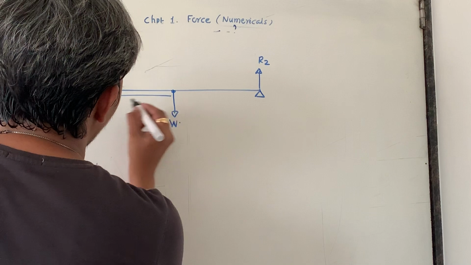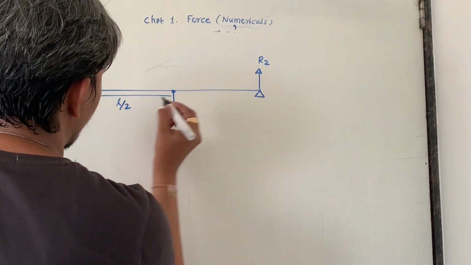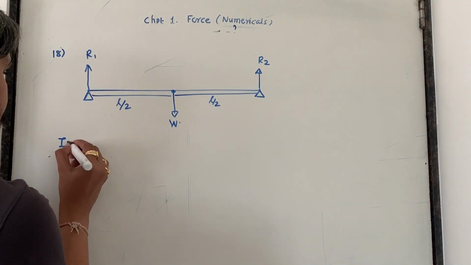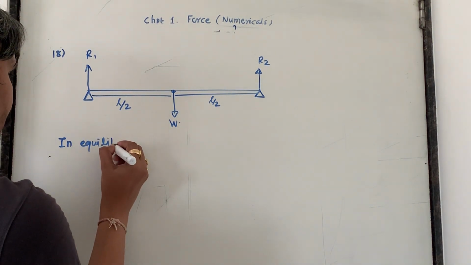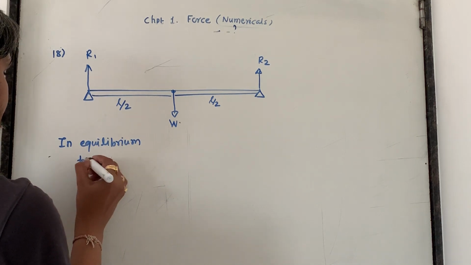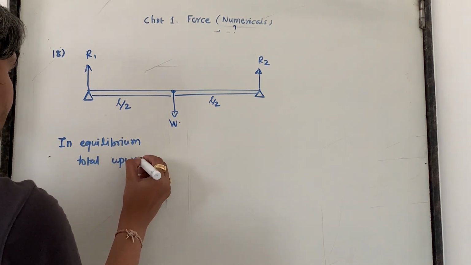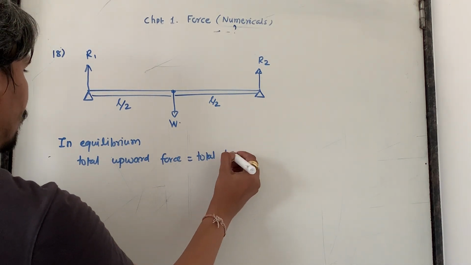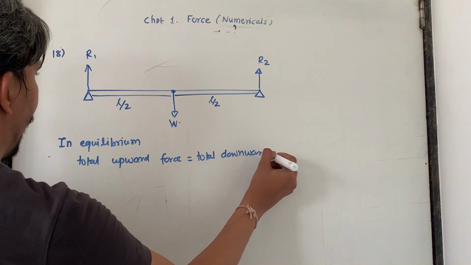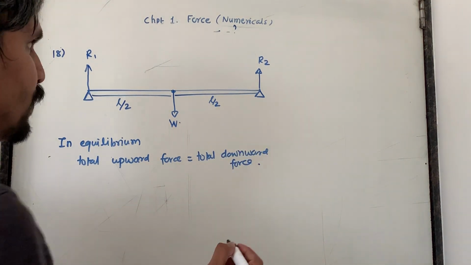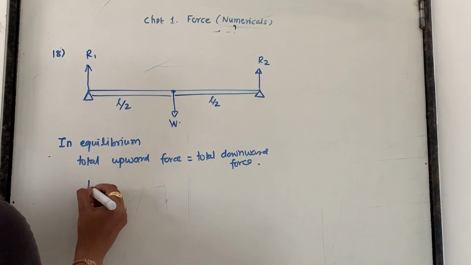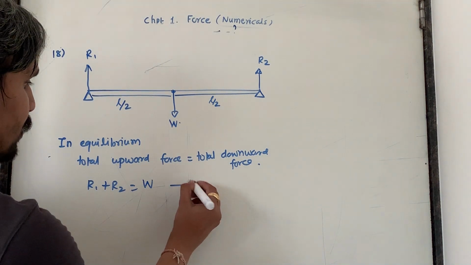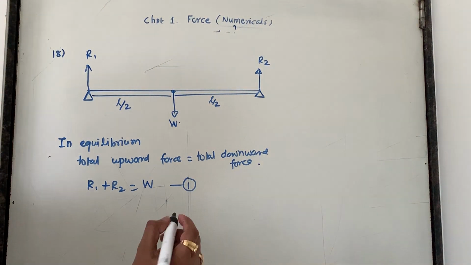This is your L1. Total is L, that is L by 2. This is your L by 2. Now in equilibrium, total upward force is equal to total downward force. Now the total upward force will be these two normal reactions, that is R1 plus R2, and the total downward force is the weight W. This is equation number 1.